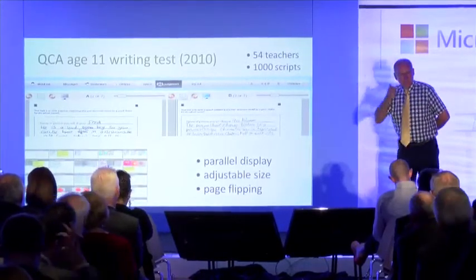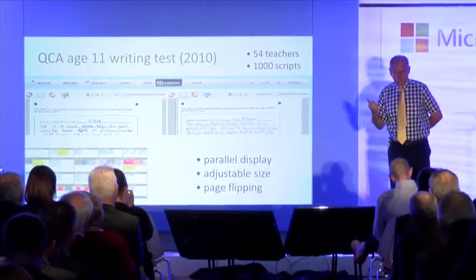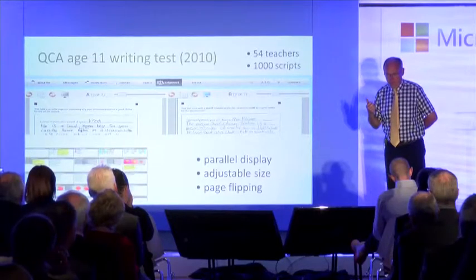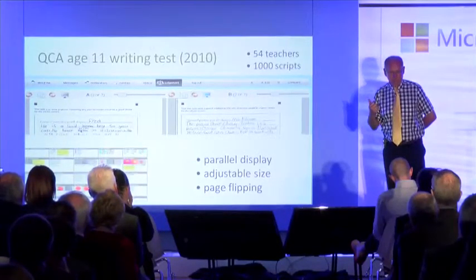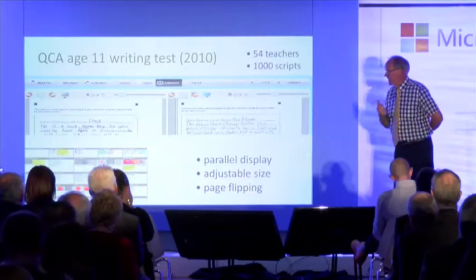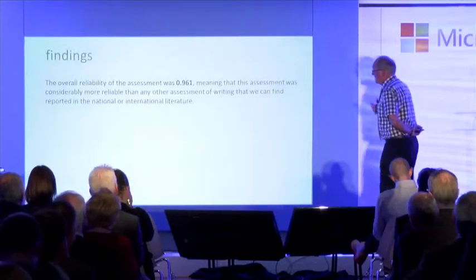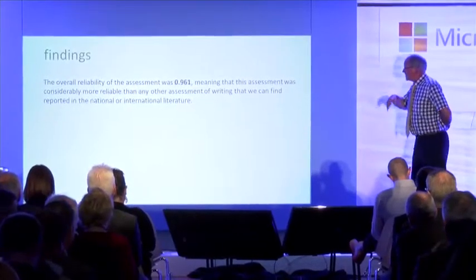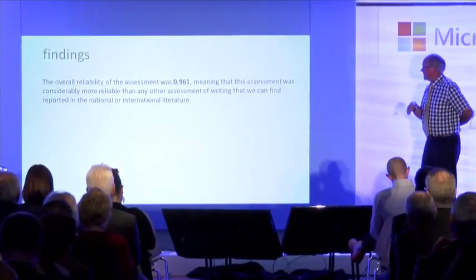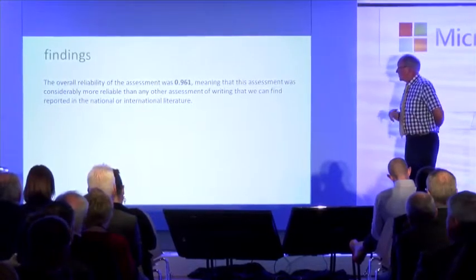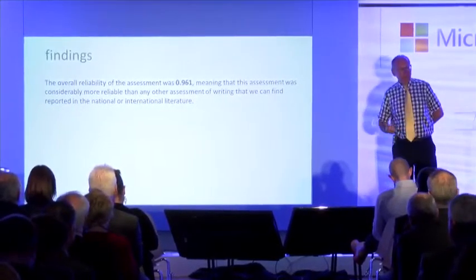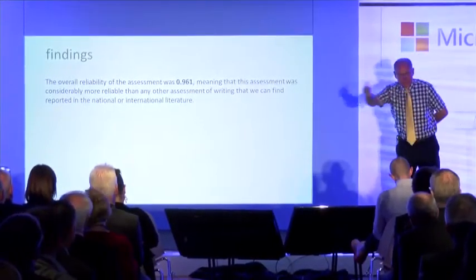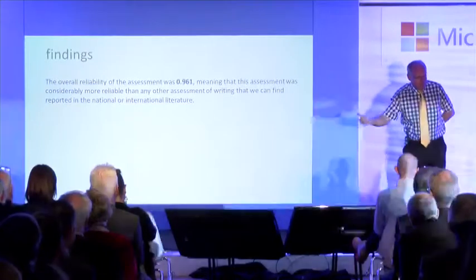We did it with 1,000 pieces of work and 60 primary teachers, and we did it in a couple of hours. The overall reliability was 0.961. The assessment was therefore considerably more reliable than any other assessment of writing that we could find anywhere in the national or international literature. Because it's consensual, it is comparative.